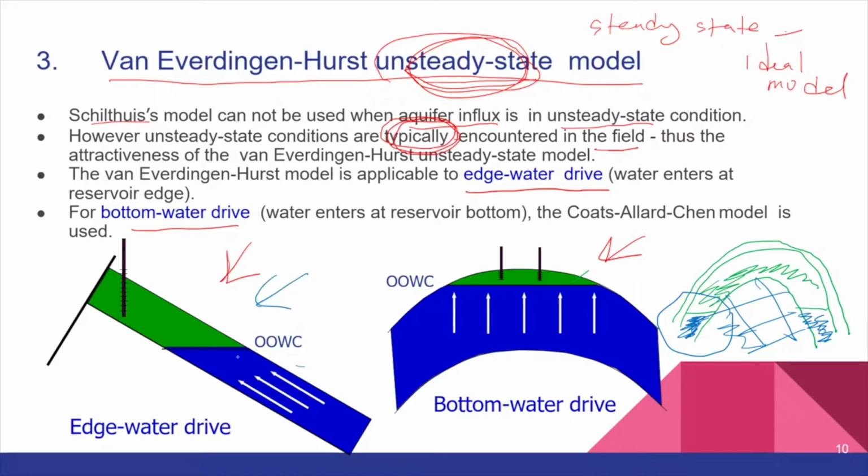So for edge water drive, you only have oil-water contact on this part, and you have to drill your oil well. You can do here one oil well and this oil well, also this one. But for bottom water drive, the whole bottom is water. So the oil will be just on the top here, you don't have this shape right here.